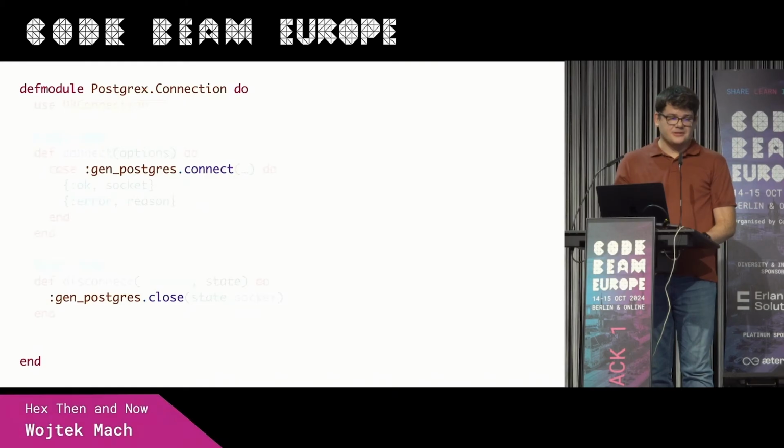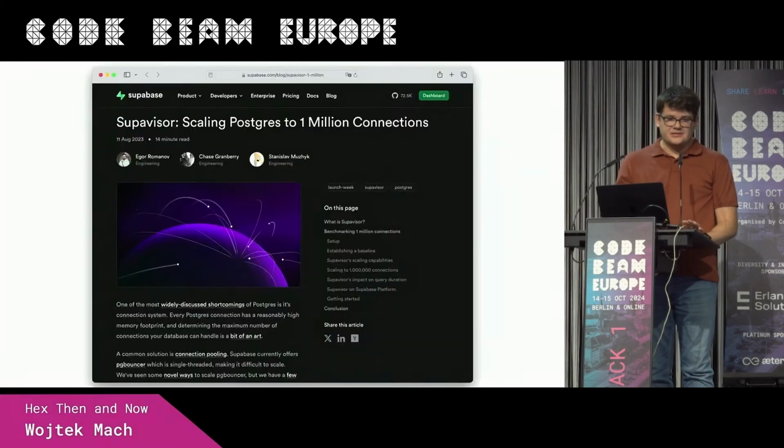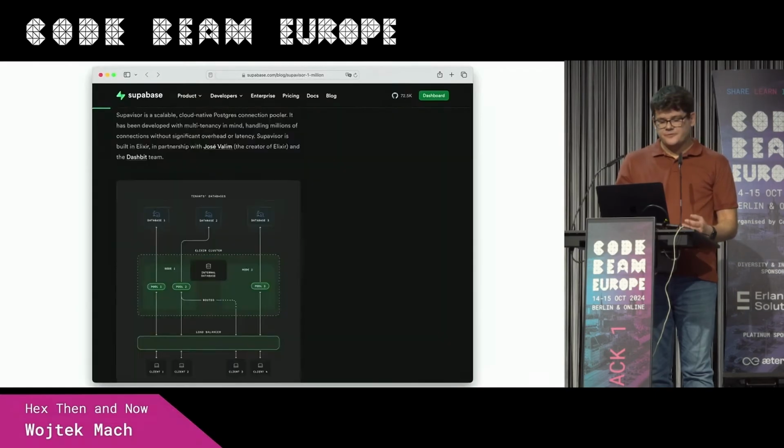And I would argue it is. As a matter of fact, there is a cool project from Supabase called Supavisor, and it is a cloud connection pooler for Postgres. From their announcement, Supavisor is a scalable, cloud-native Postgres connection pooler. It has been designed with multi-tenancy in mind, handling millions of connections. And the architecture is exactly like that.